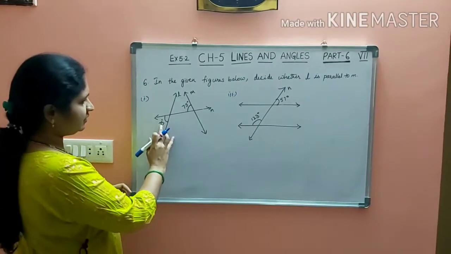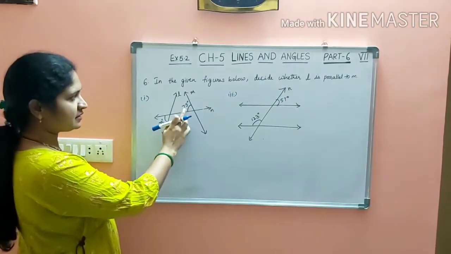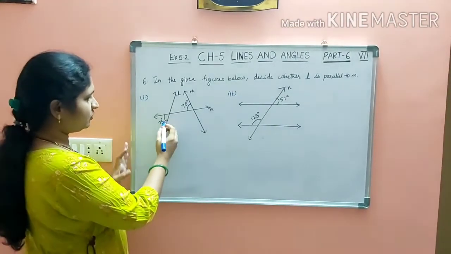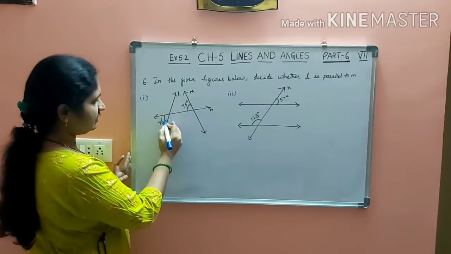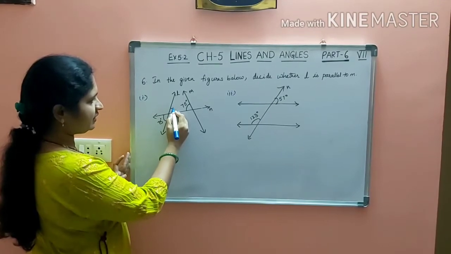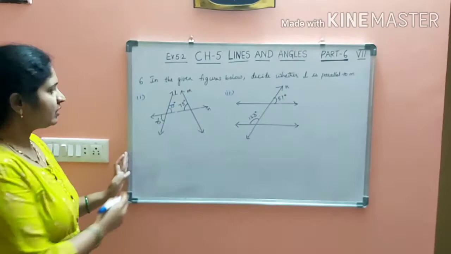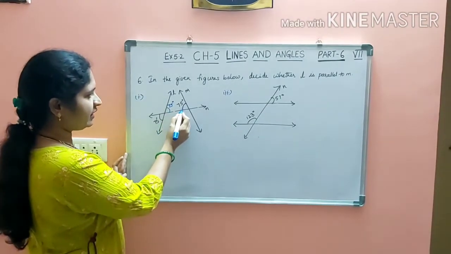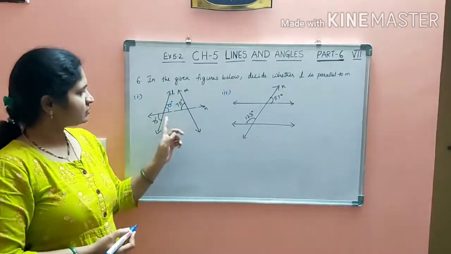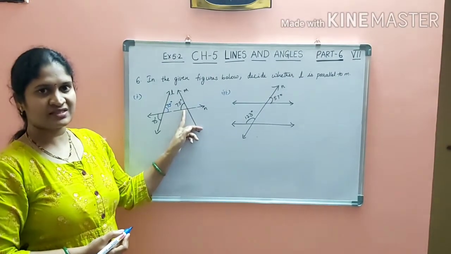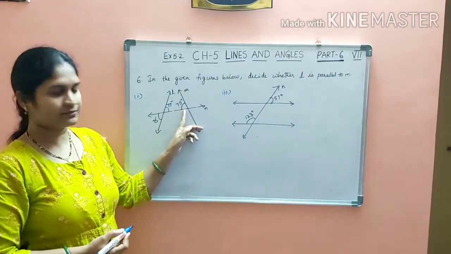See children, here they have given 75 degrees. Here they have given 75 degrees. What do you know about these? Children, here 75 means alternate interior angles are equal. So I can write it here also 75 degrees. Now here this angle I know and this angle I know. So what are these angles? These two angles are interior angles on the same side of the transversal.